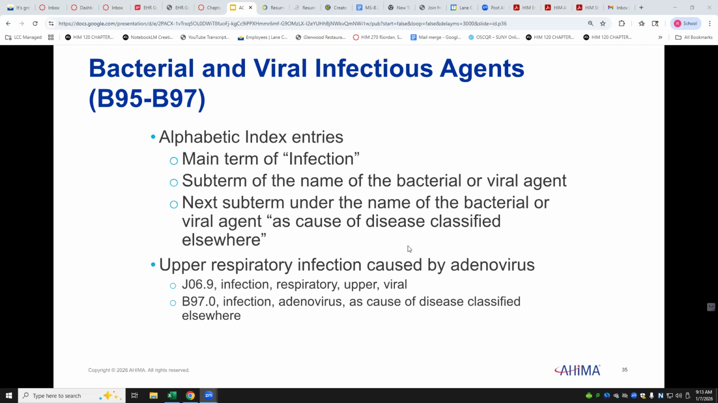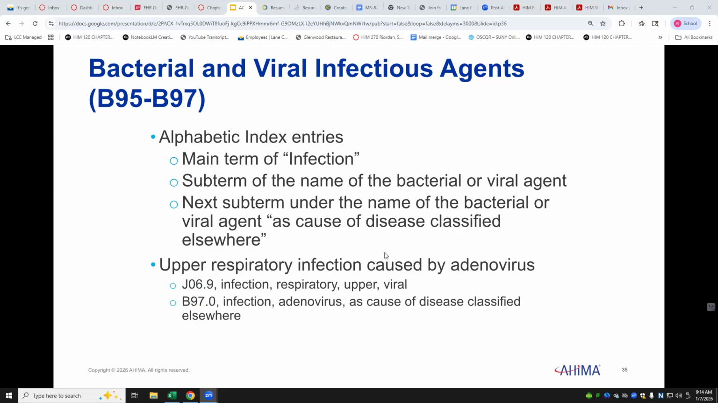And again, how do we find these codes, right? Well, the alphabetic index, you would use the main term, again, those are terms in bold, of infection, and then the subterm of the name of the bacterial or viral agent, and then the next subterm under the name of the bacteria or virus as cause of disease classified elsewhere.